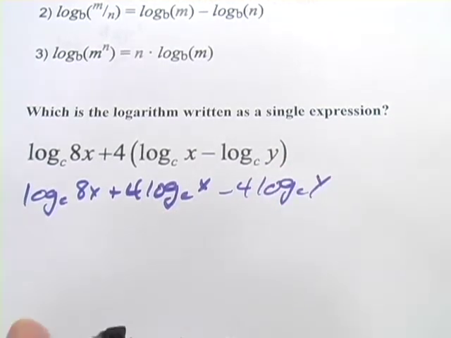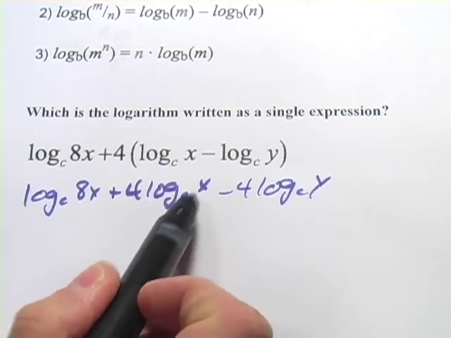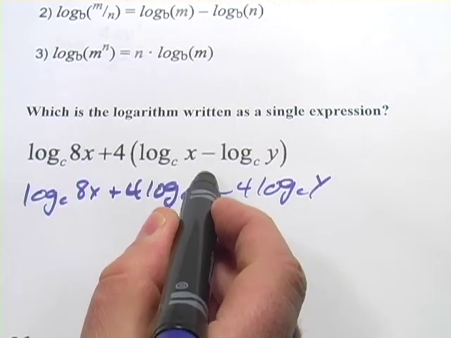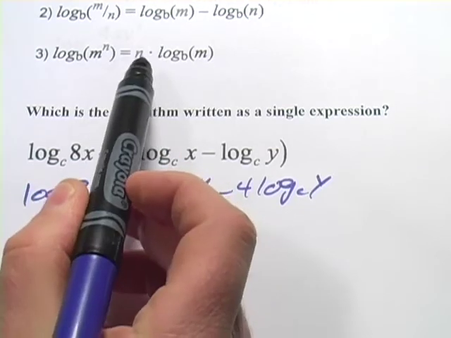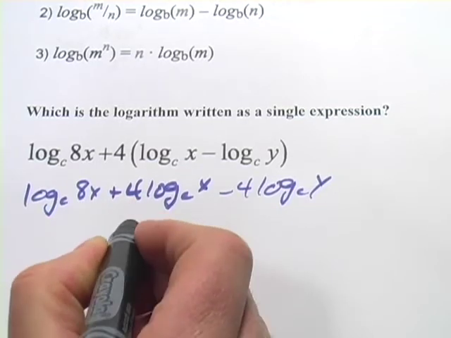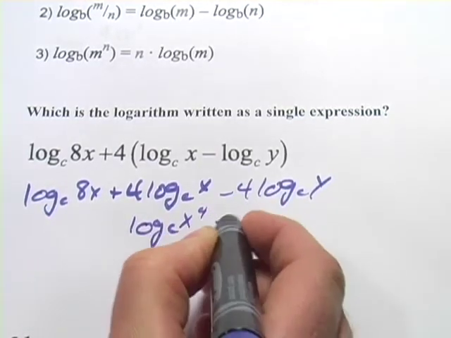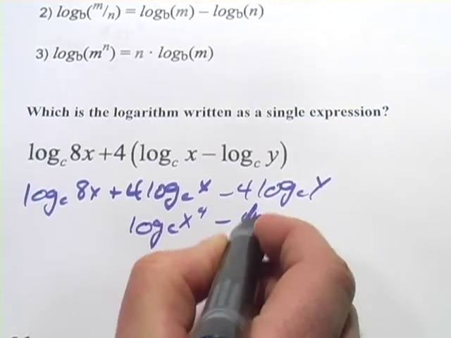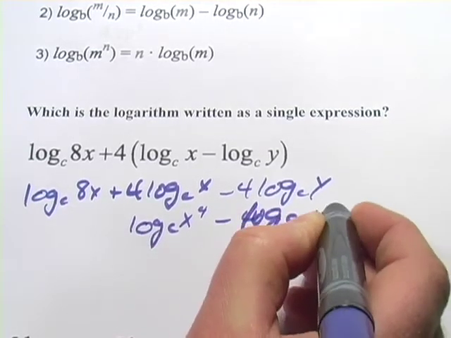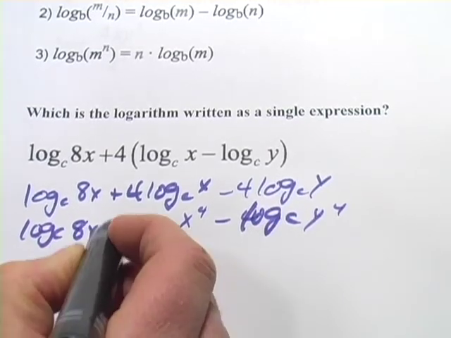And the first power we're going to put in place is this 4 times the log base c of x. We're going to make that the exponent, right? So we've got this form, and we're going to turn it into this form. So this actually becomes log base c of x to the 4th, and this one becomes log base c of y to the 4th, and we've still got our log base c of 8x.